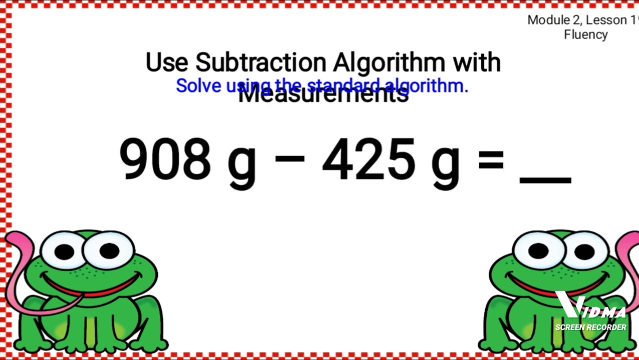Now solve this. 908 grams minus 425 grams is what? The answer is, what's the answer? 483 grams. Correct. Remember when we did 908 minus 25? That's it. Good job.